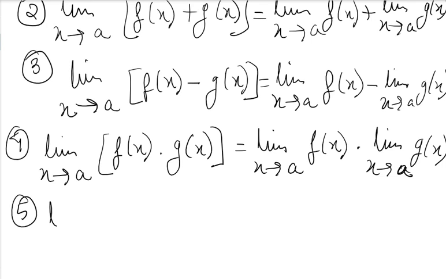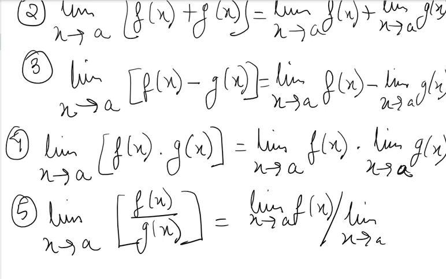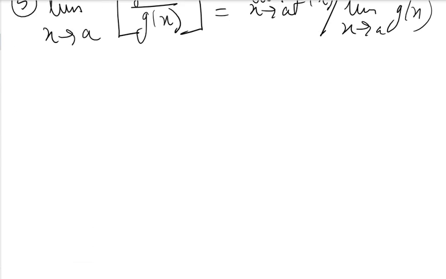The fifth one will be limit x tends to a of f of x divided by g of x, which will give you limit x tends to a f of x divided by limit x tends to a g of x. So these are all very simple theorems given to you, formulas, actually theorems, anything.